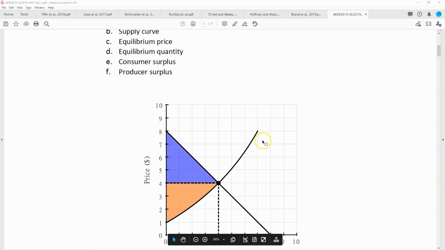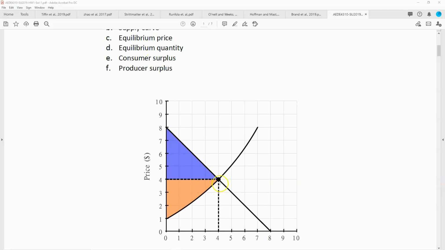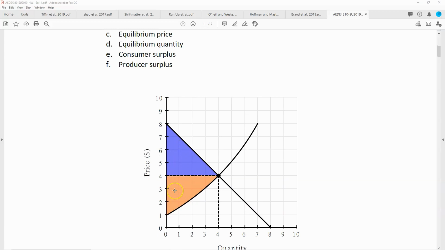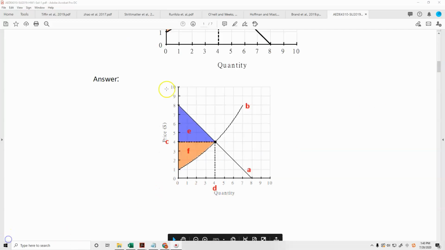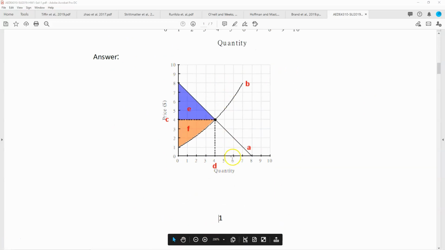And consumer surplus and producer surplus. Consumer surplus is the area under the demand curve but above the market price. From this graph, the market price is 4 and the demand curve is this line. So the area between the demand curve and the market price should be this purple area, and the producer surplus is the area above the supply curve but below the market price. So it should be this orange area. So here is the answer for question 1.